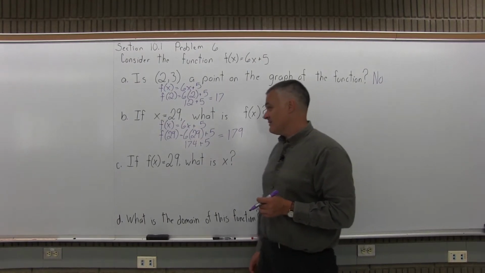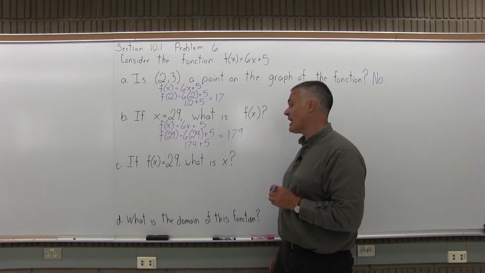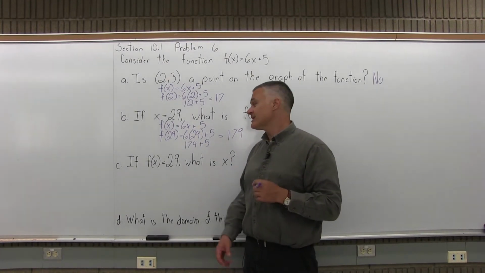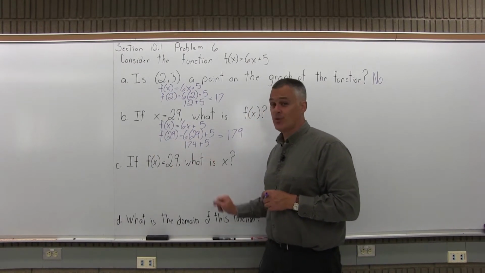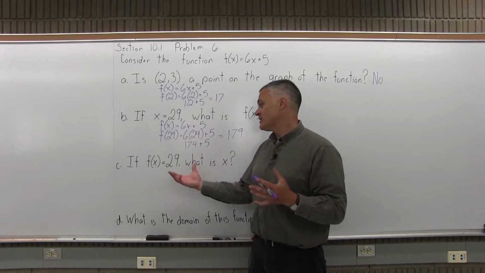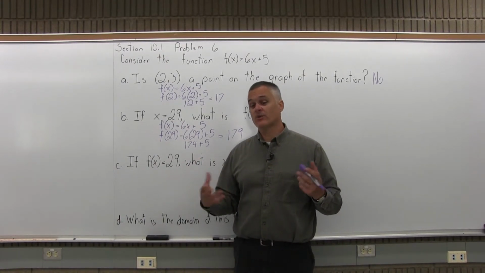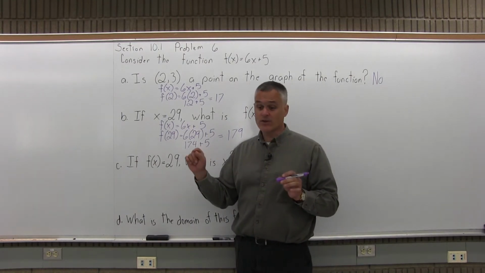Part C seems the same, but it's different. It says if f of x is 29, what is x? They're basically asking you, if you got out a 29, what did you put in? And again, you can't see the graph. So f of x equals 29. You have a y-coordinate of 29. What's the x that goes with that y-coordinate of 29? If you could see the graph, you'd just look along the graph and you'd find it.